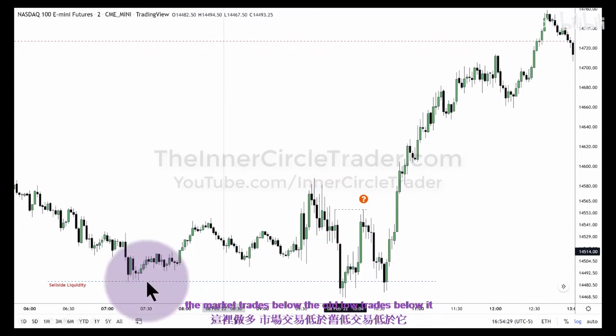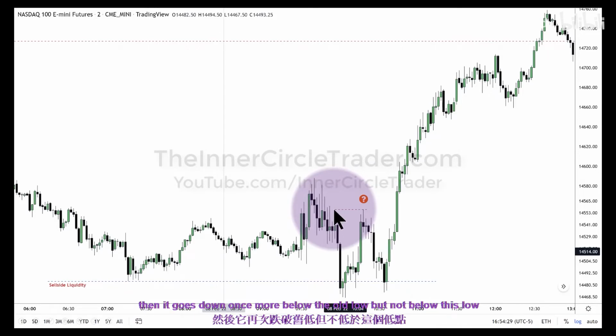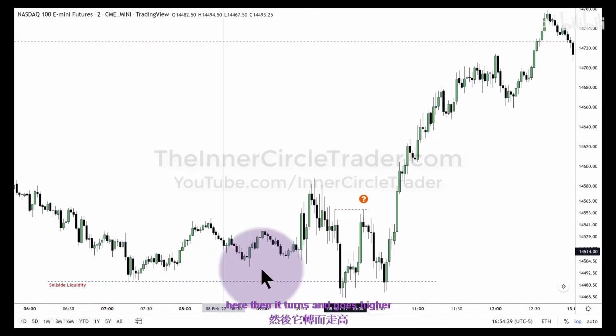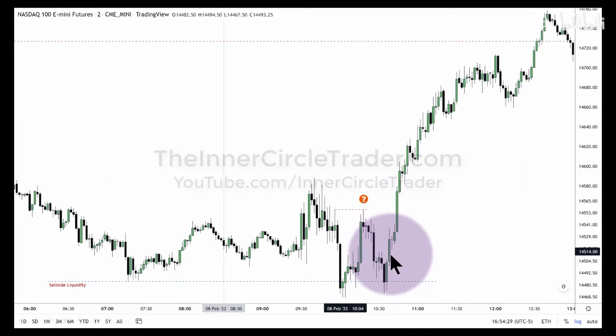The market trades below the old low, trades below it, rallies above, but does it trade above this short-term high yet? No. Then it goes down once more, below the old low, but not below this low here. Then it turns and goes higher. What did I see in this chart that allowed me to go long in here? What did I see? Nothing. I didn't see anything in this particular chart. I saw it in the S&P.